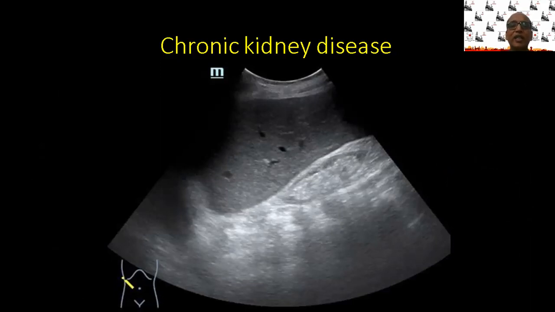Now in chronic kidney diseases, both the kidneys will be involved. What you find typically is a small kidney, reduced parenchymal thickness and increased parenchymal echotexture with prominent central sinus containing fat. This is very classical for a chronic renal parenchymal disease.